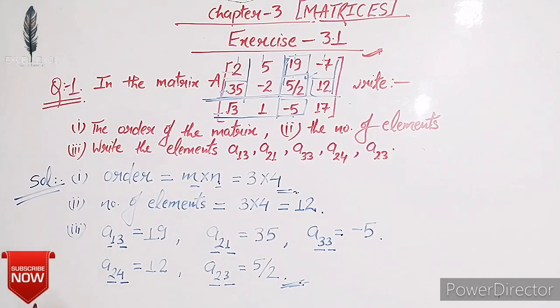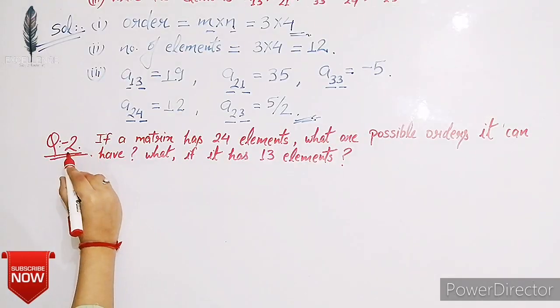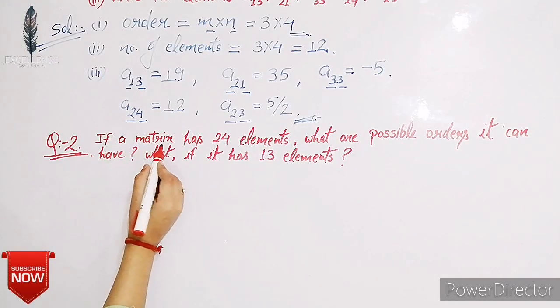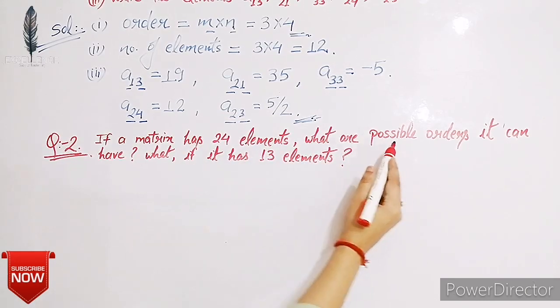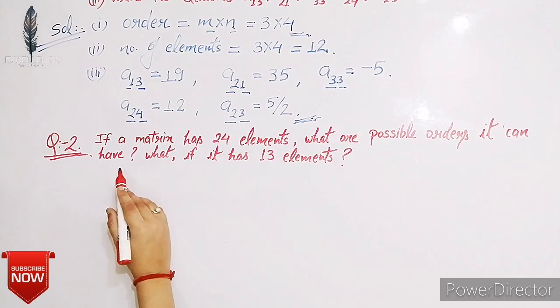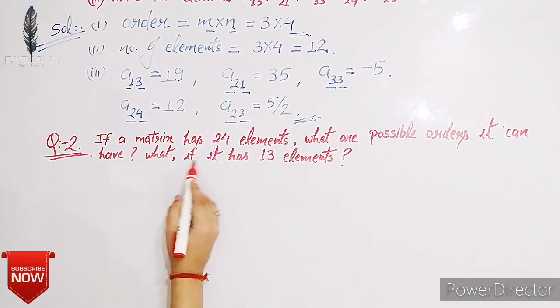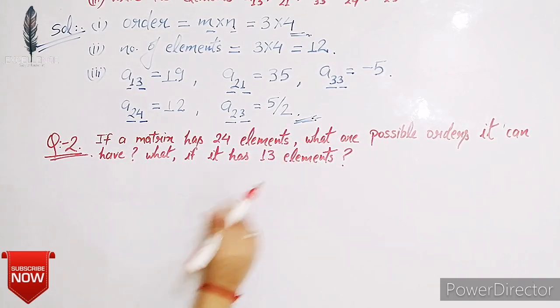Let's see the next question. Question number 2. In this question, if a matrix has 24 elements, what are the possible orders it can have? What if it has 13 elements?